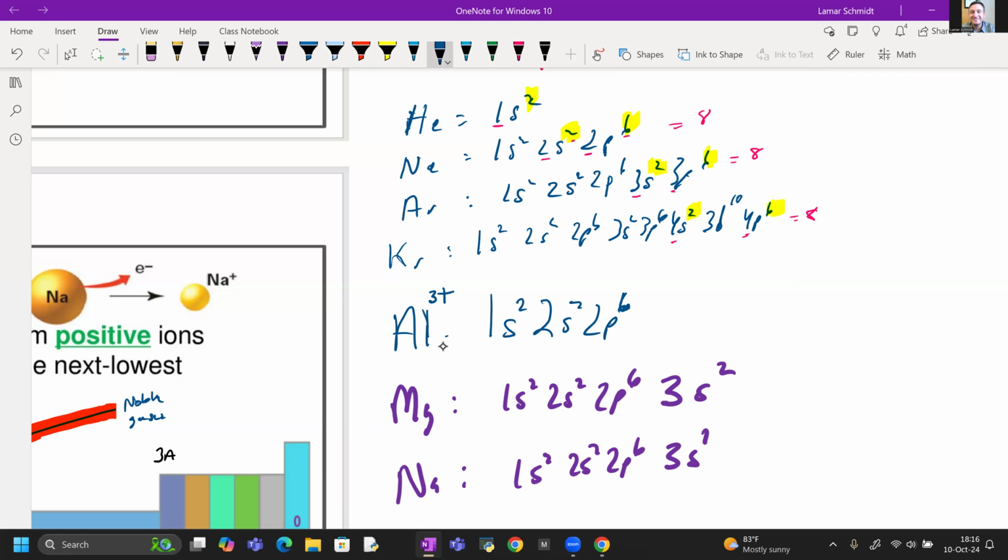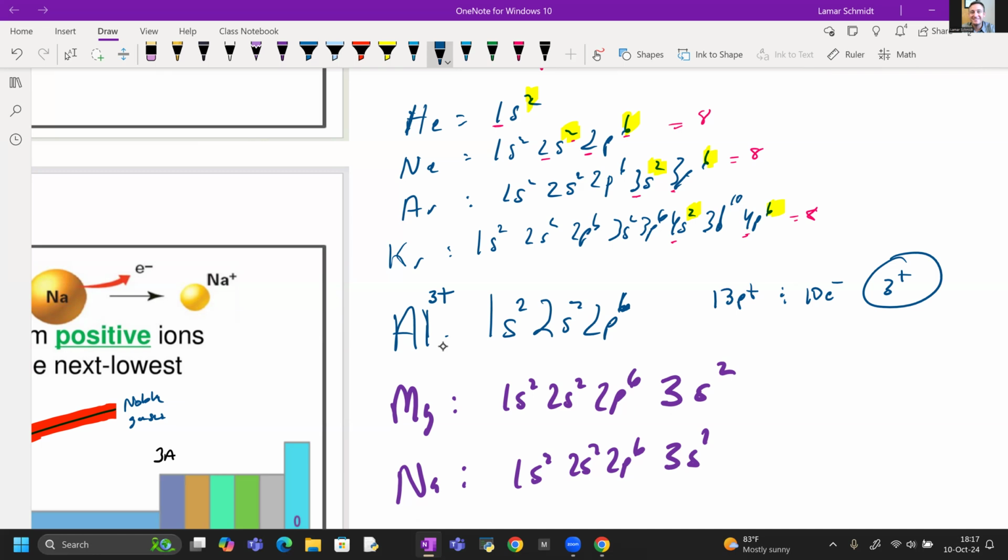Because now aluminum has 13 protons, but it only has 10 electrons. That gives it a 3 plus charge. See that? Because it has 3 more protons than it does electrons. And that's where we're getting the 3 plus charge. It has 3 valence electrons.